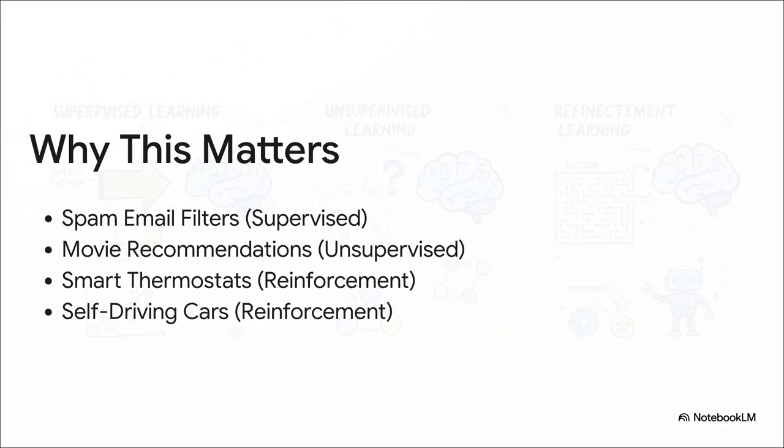So why should you even care about any of this? Well, because these three learning methods are already powering the tech you use literally every single day. That spam filter that keeps your inbox clean? Classic supervised learning. It was trained on millions of emails that humans had already labeled spam or not spam. How about your Netflix recommendations? That's unsupervised learning at its finest, finding patterns in what millions of people watch. And those really advanced systems like smart thermostats that learn your routine, or even self-driving cars, they rely heavily on reinforcement learning to constantly adapt their actions to what's happening in the real world.